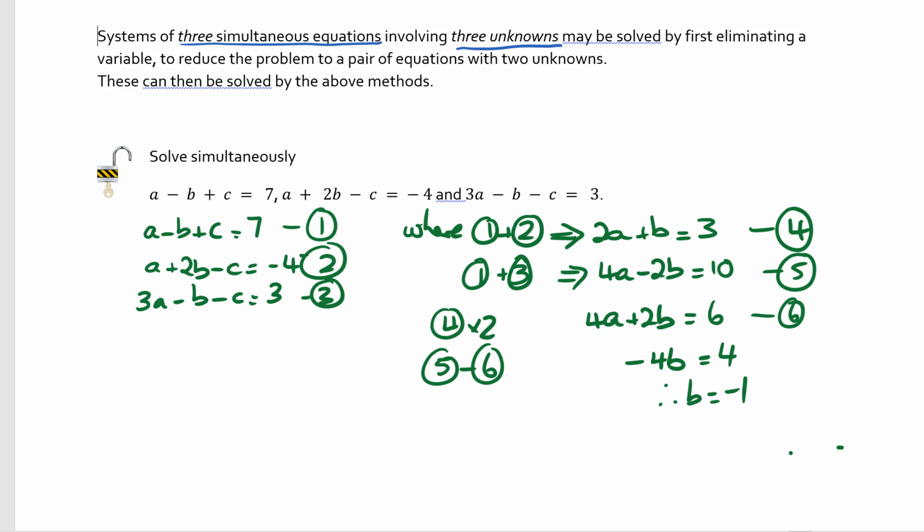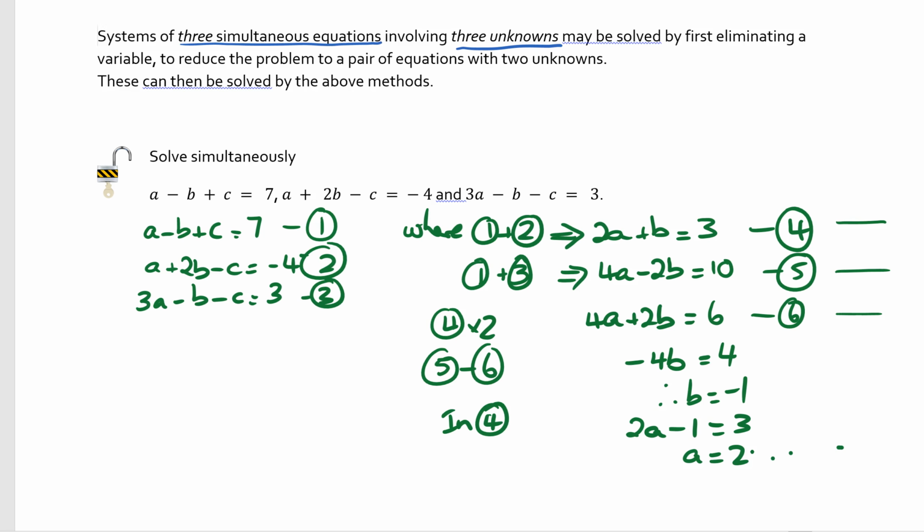Okay, once I know that b equals minus 1, I can go to this or this or this and find a. So let's plug it back into equation 4. It looks like the simplest one. So 2a plus minus 1 equals 3. So 2a equals 4, a equals 2.